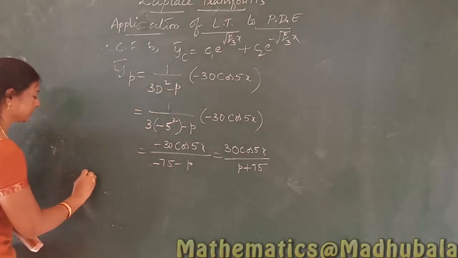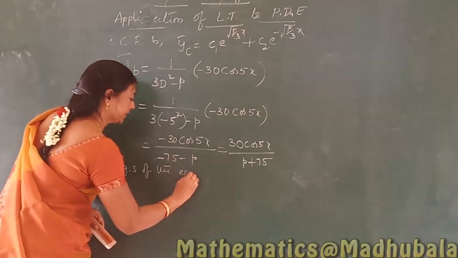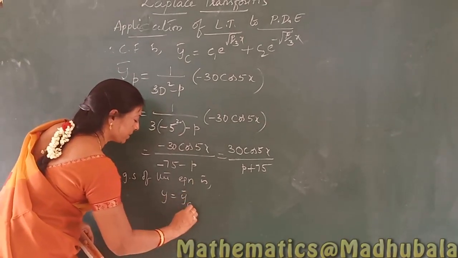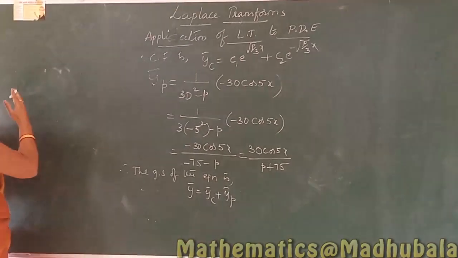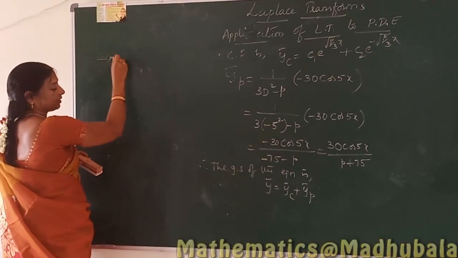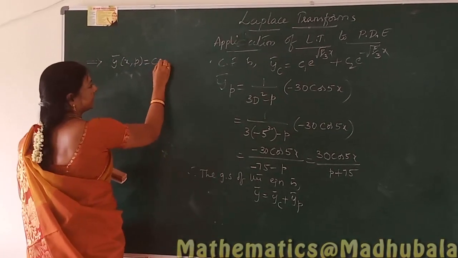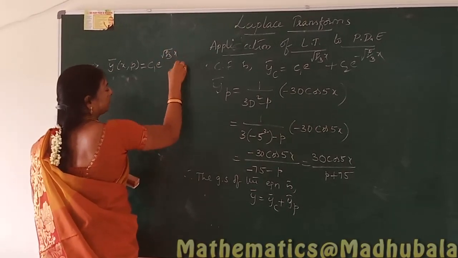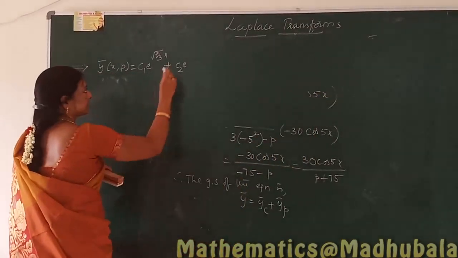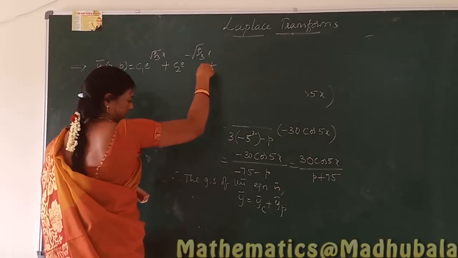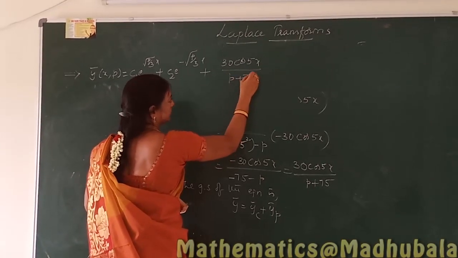Therefore, the general solution of the equation is ȳ equal to ȳc plus ȳp, which gives us ȳ(x, p) equal to c1 e to the power of root p by 3 x plus c2 e to the power of minus root p by 3 x plus 30 cos 5x by (p plus 75).